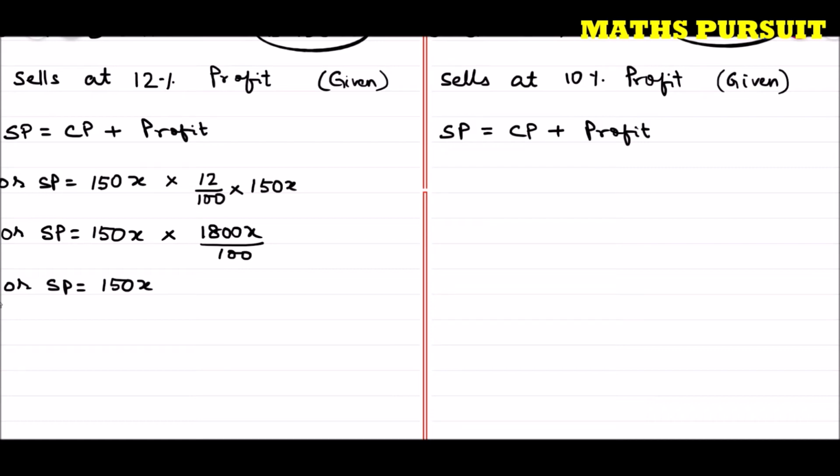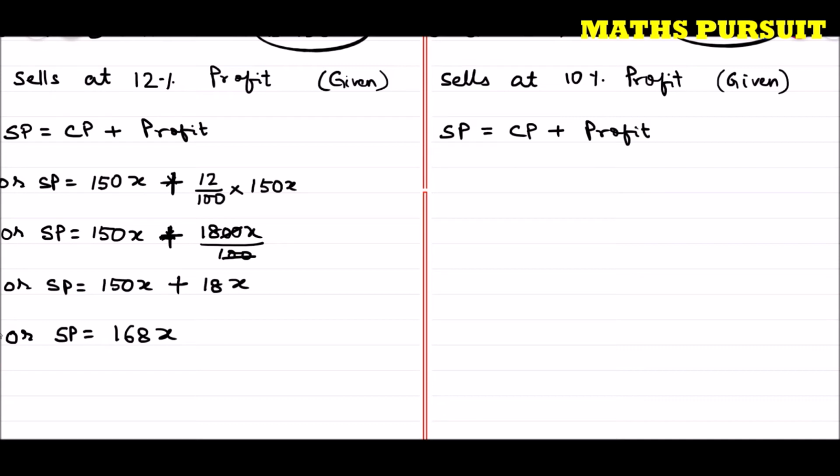Here it is cost price plus profit, guys, not multiplication. Here it is plus. 150x plus, these two zeros and these two zeros cancel out, we are left with 18x. Or I can write selling price is equal to 168x. So guys, what we got? We got selling price is equal to 168x here.